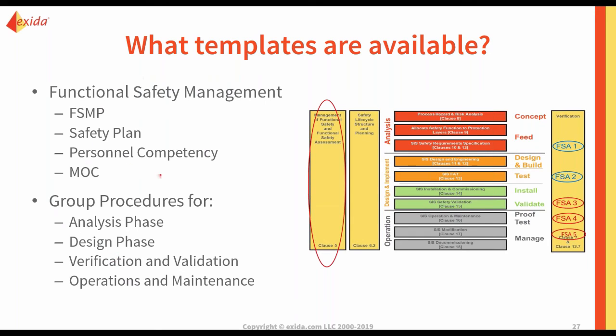And so we have a number of templates available at the exida web store, and really these go from functional safety management, so the FSMP plan, the project safety plan, the requirements for personnel competency, and management of change. Those would be examples of procedures that fall under our functional safety management. And then we also have the group procedures for the different lifecycle phases, so from the analysis, design, verification, validation, and also the operations and maintenance. So having that clear documentation in place for each of these lifecycle phases.